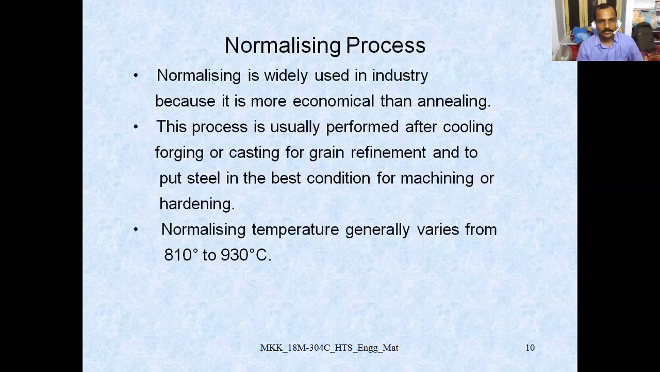The normalizing process is usually performed after forging or casting, especially for grain refinement. The normalizing temperature generally varies from 810 to 930 degrees centigrade. So for grain refinement of steel after forging or casting, we need to normalize it at 810 to 930 degrees centigrade. We need to heat it, hold it for some time, and then cool it.